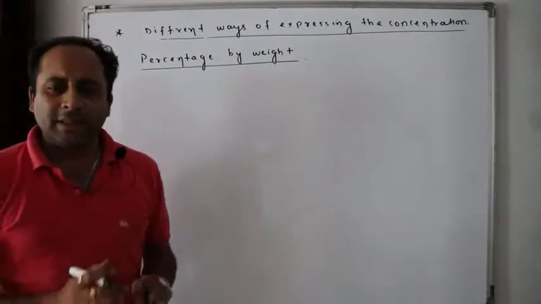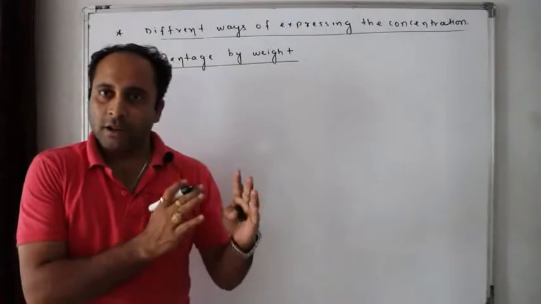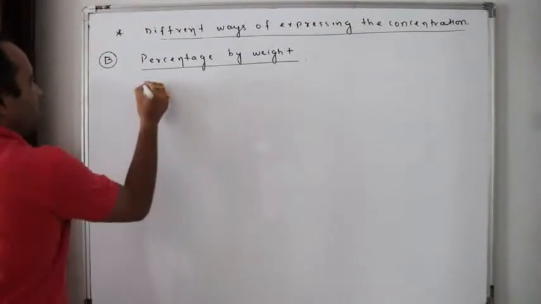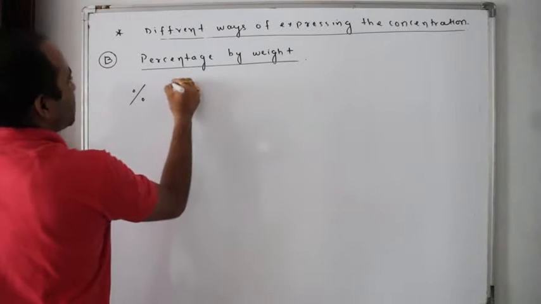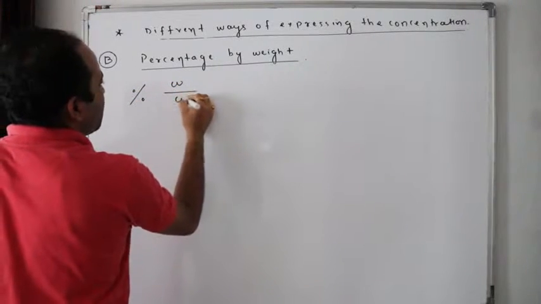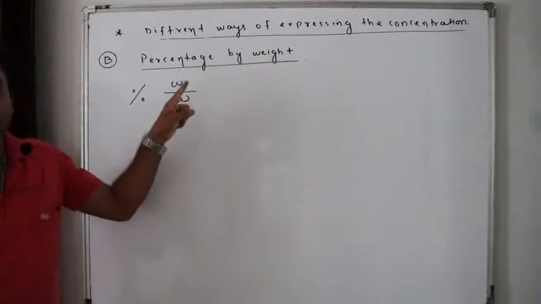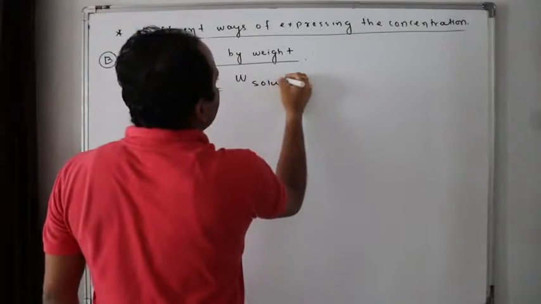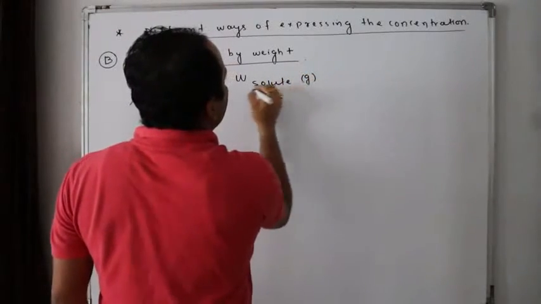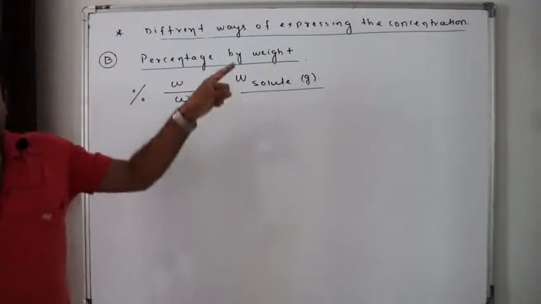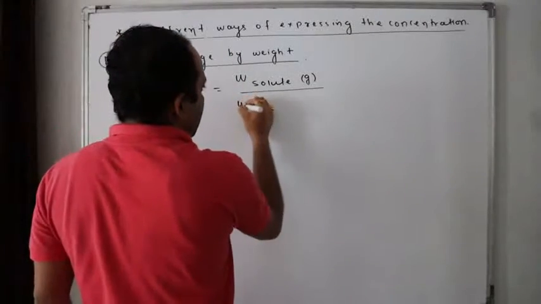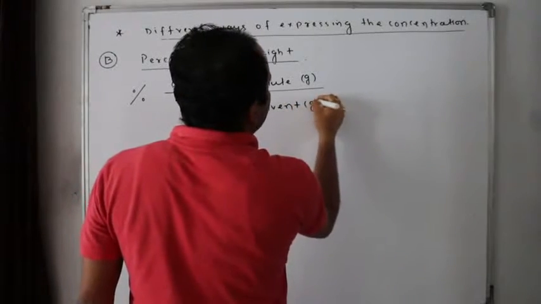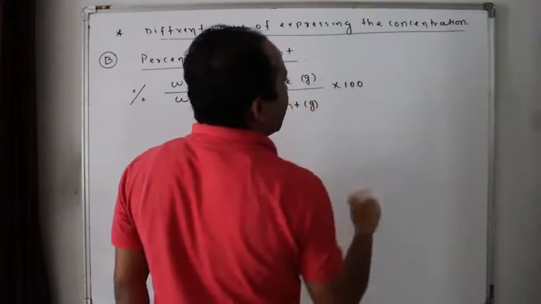What do you mean by this? Let us keep this discussion very simple. You can understand in a click. What is percentage by weight? Percentage by weight is weight of the solute by weight of the solvent. W by W. That means what I want to say? W of solute in grams by W of solvent in grams into 100.